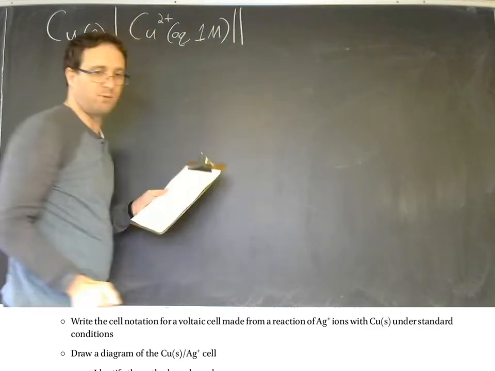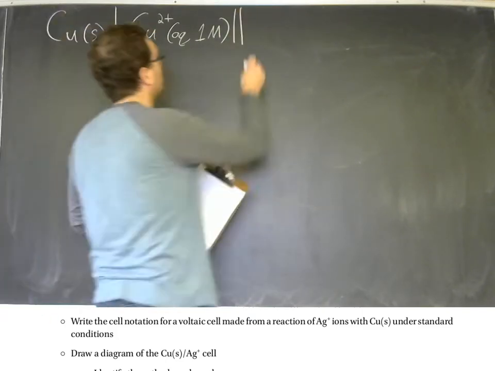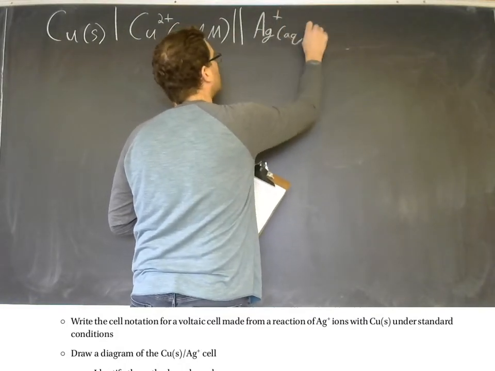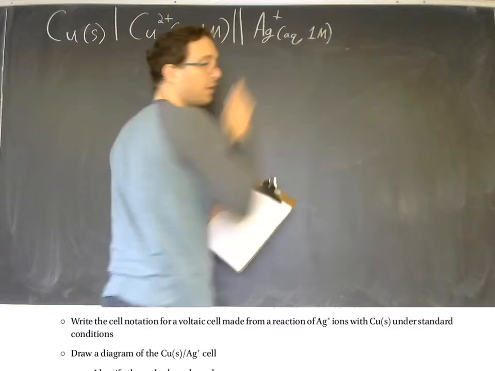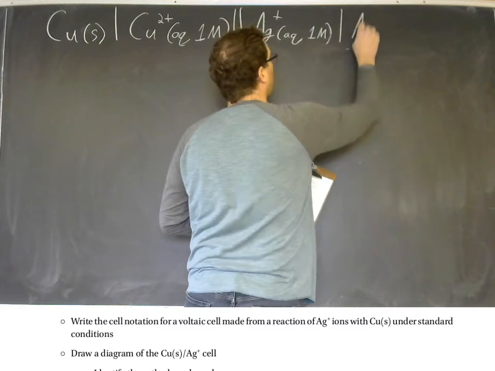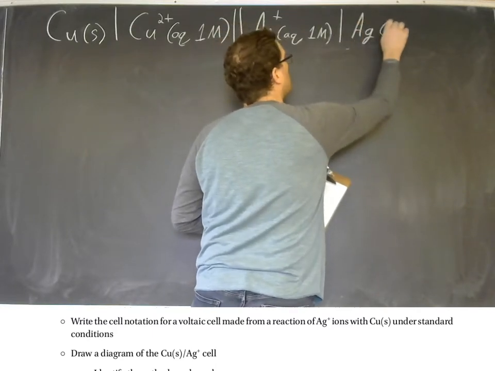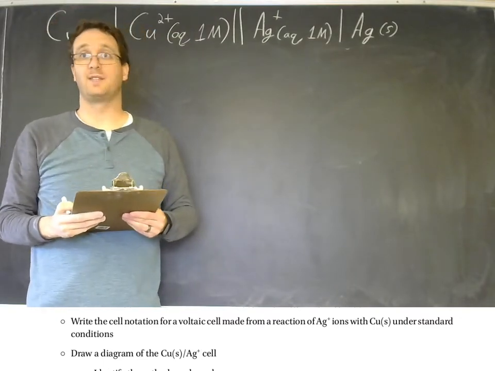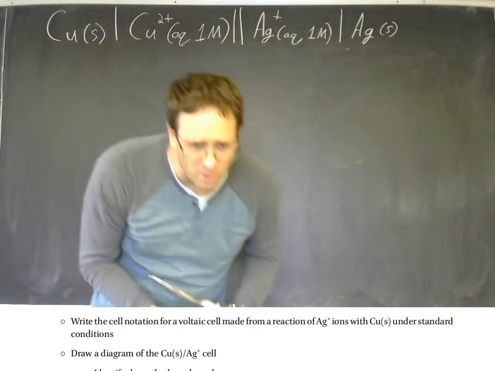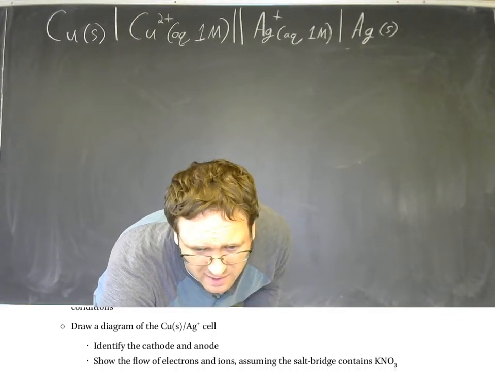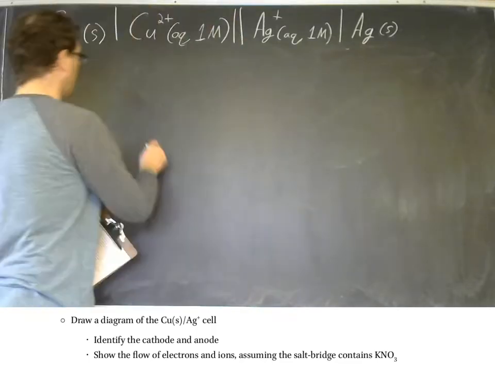We'll put the salt bridge, and the silver plus ions are aqueous, the concentration of 1 molar, and they are going to be reduced to form silver solid, and that is the cathode. So it says to draw a diagram of the copper and silver cell and to identify certain components to it. So I'll draw the anode first.